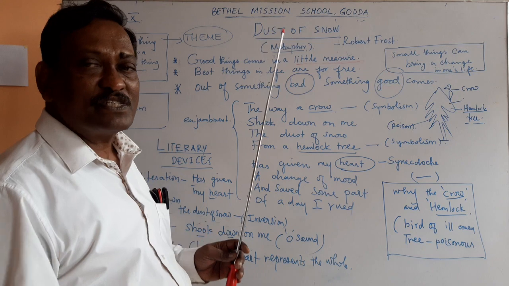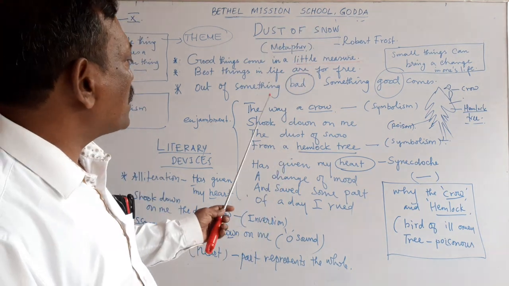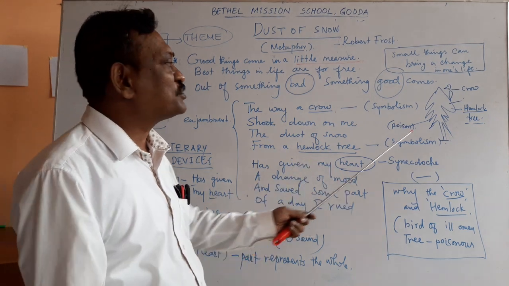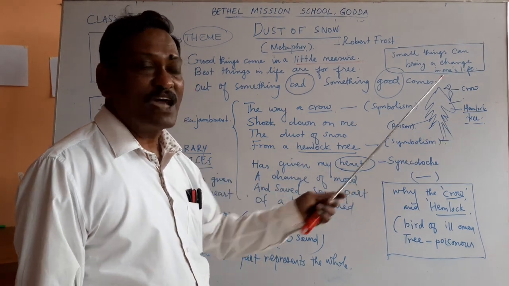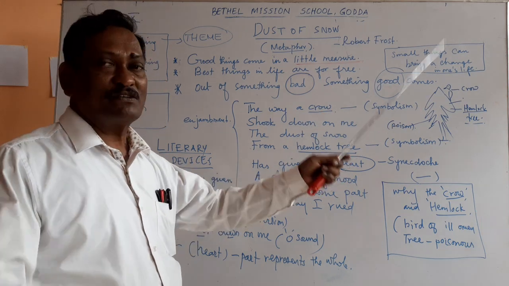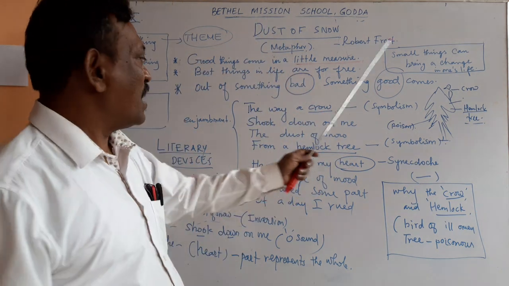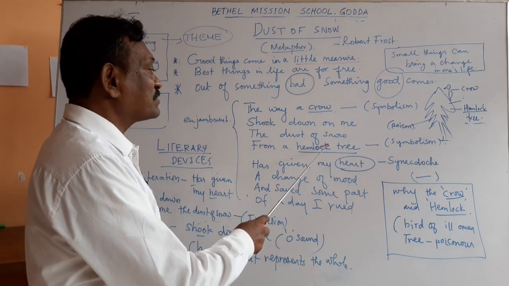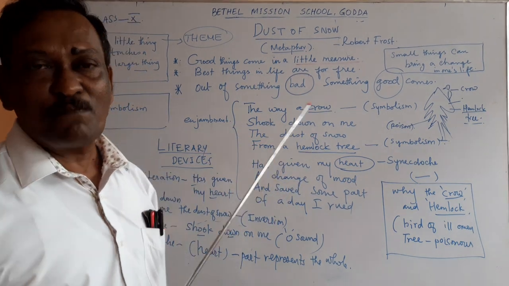So here in the first stanza, the poet describes the incident that happened while he was passing under the hemlock tree. So the crow, which was sitting on the tree, shook himself, and because of that, the dust of snow from a hemlock tree fell on the body of the poet.